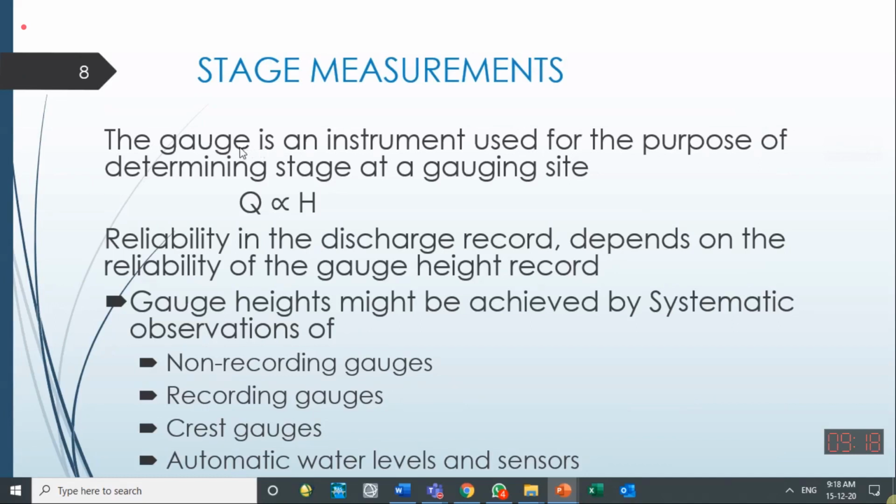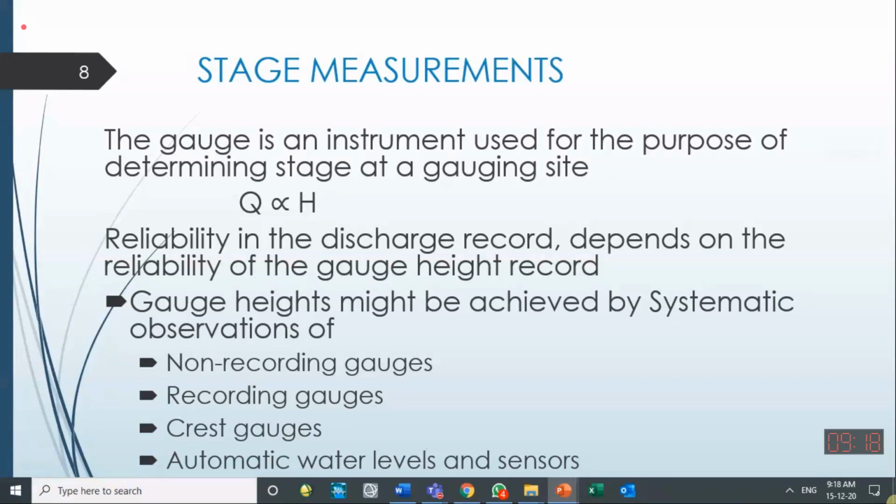Why do we measure the stage? Because this stage, the level of the water, is an indication of the discharge, because it is known to us that discharge is a function of the depth of water or elevation of the water. Discharge is a function of H. It can be depth or it can be elevation. So you should know the difference between elevation and depth. Both are not the same thing.